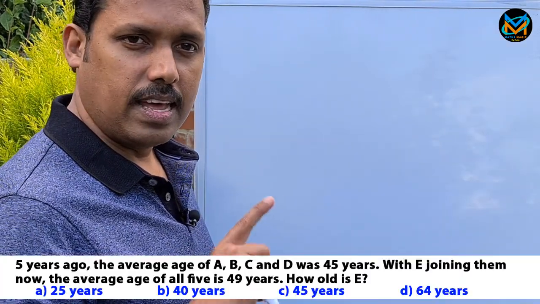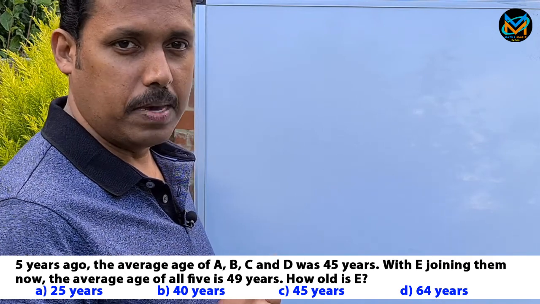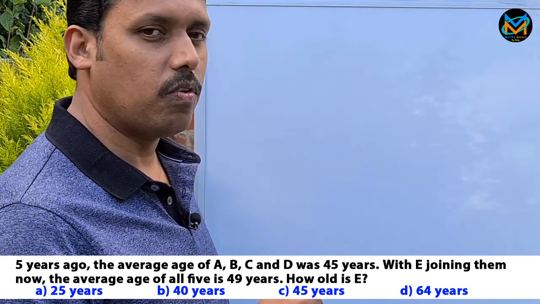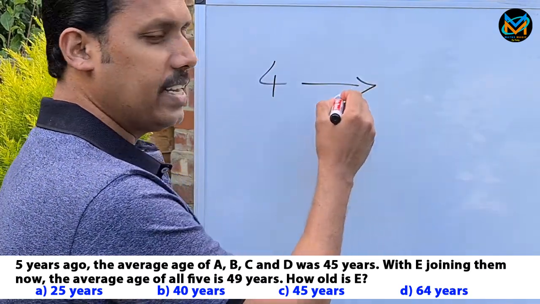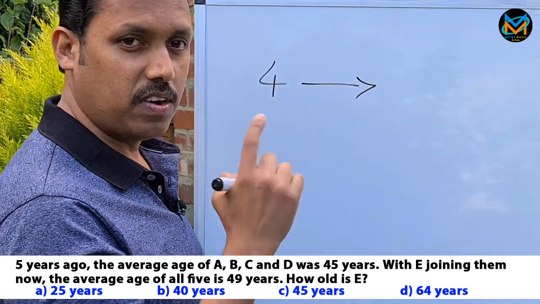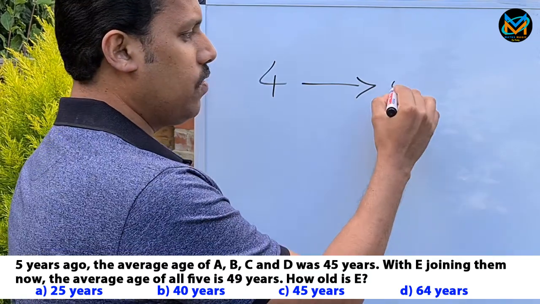Let's take a second example. See question number 2 below. 5 years ago, the average age of A, B, C and D was 45 years. So there are 4 people. The average age was 45 years 5 years ago, so now the age is 50 years.